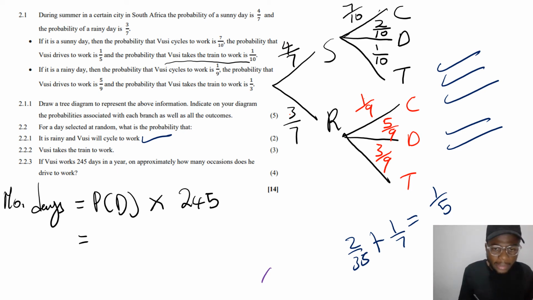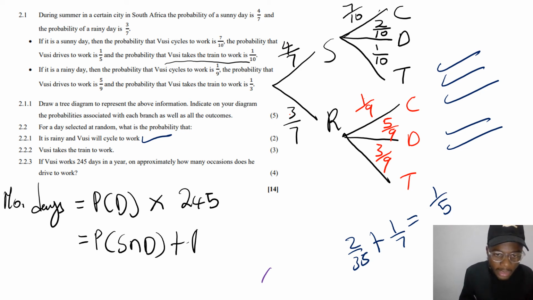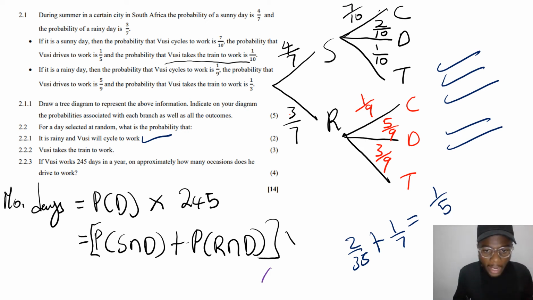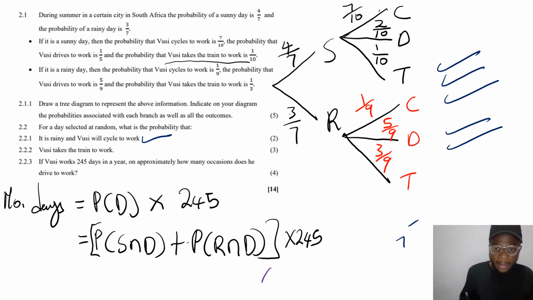Then the probability of him driving to work: we're going to use the probability of when it is a sunny day and he drives to work, plus the probability of when it is raining and he drives to work. All this combined is the probability of him driving to work, multiplied by 245. I hope we are still together here.